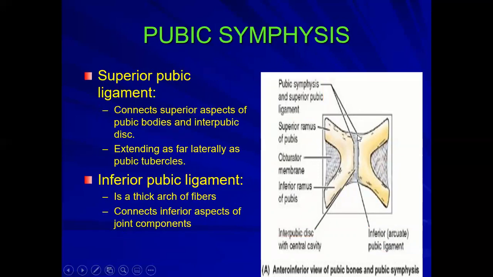For the superior pubic ligament, it connects the superior aspect of the pubic bodies and also the interpubic disc. It extends laterally as far as the pubic tubercle. And the inferior pubic ligament is a thick arch of fiber. If you see here, it forms a thick arch of fiber. It connects the inferior aspect of the joint component.